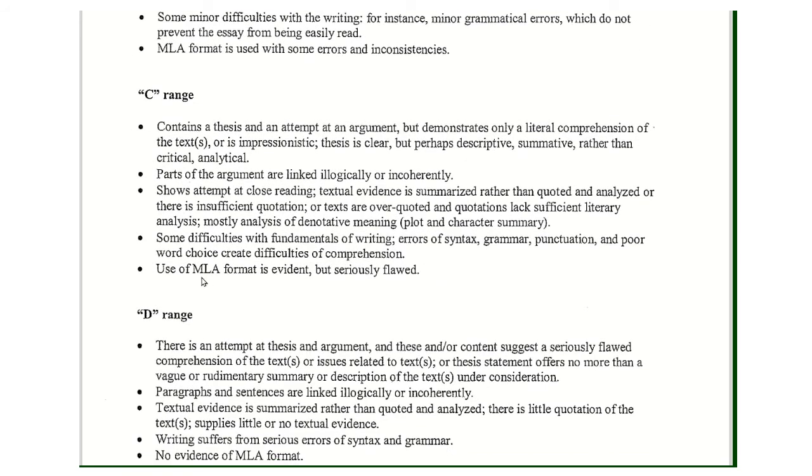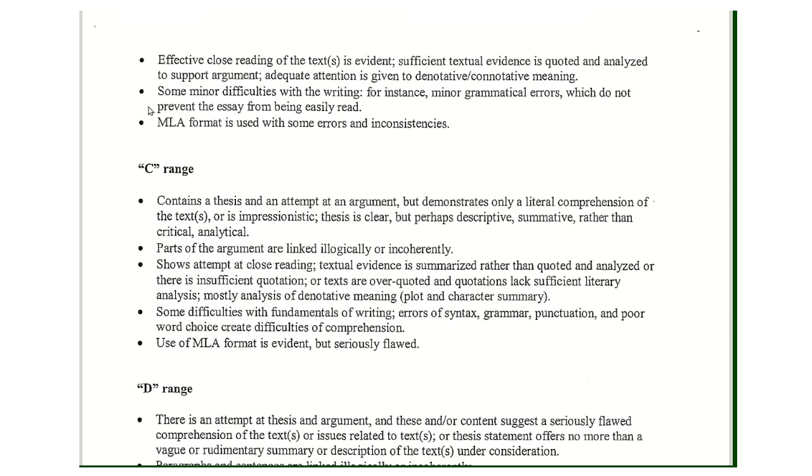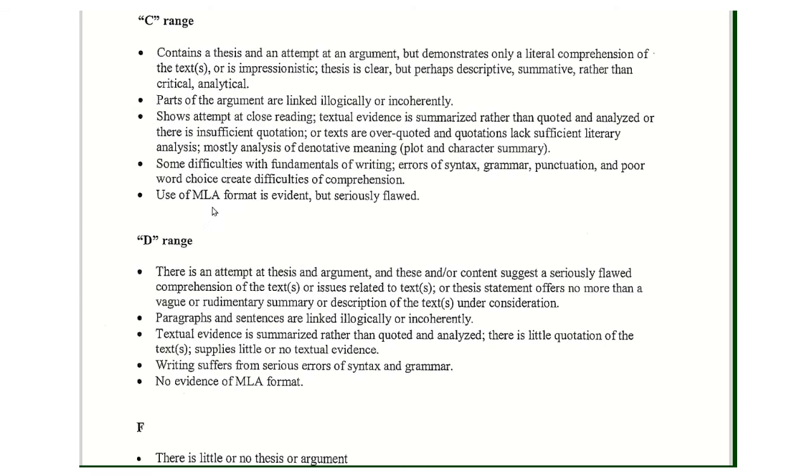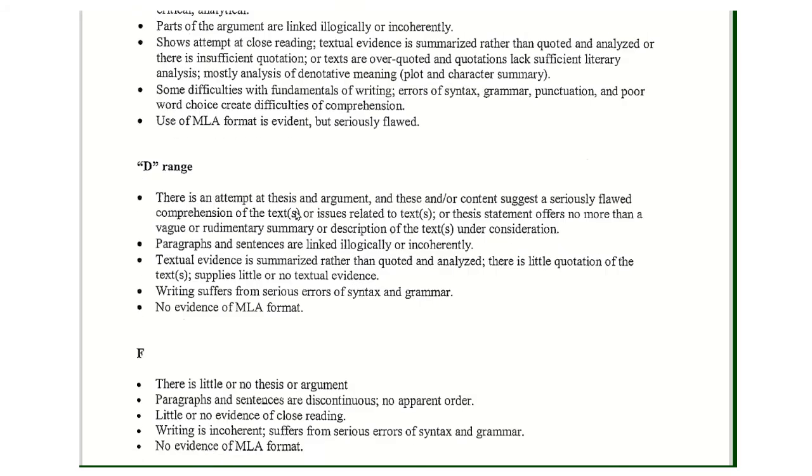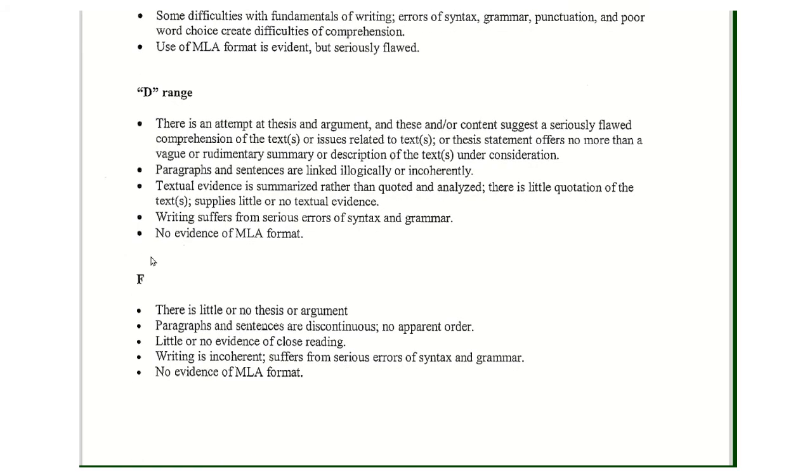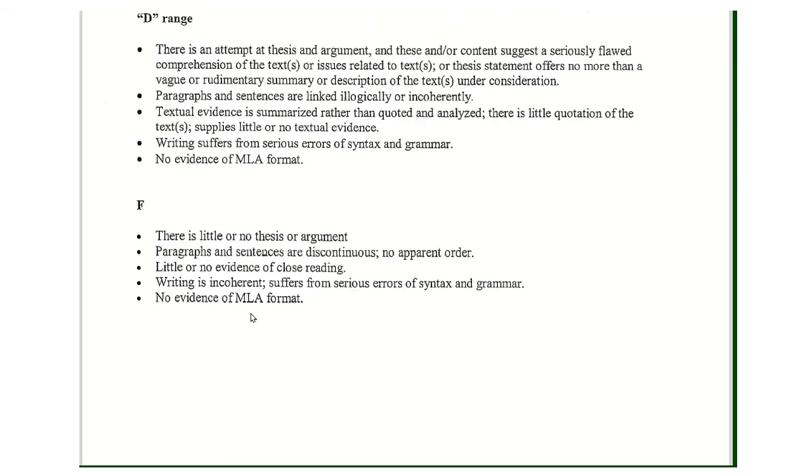And of course, the use of MLA formatting is evident, but seriously flawed. So it goes from inconsistent in the B to seriously flawed, almost no attempt, and that's what we get fully in a D range. No evidence of MLA formatting whatsoever. And an F, of course, no evidence whatsoever.